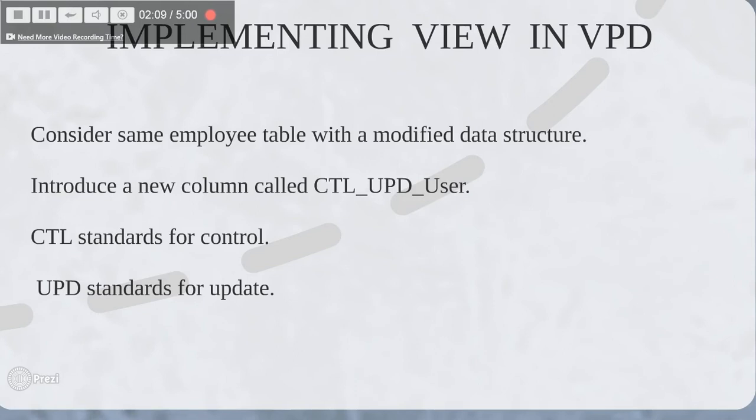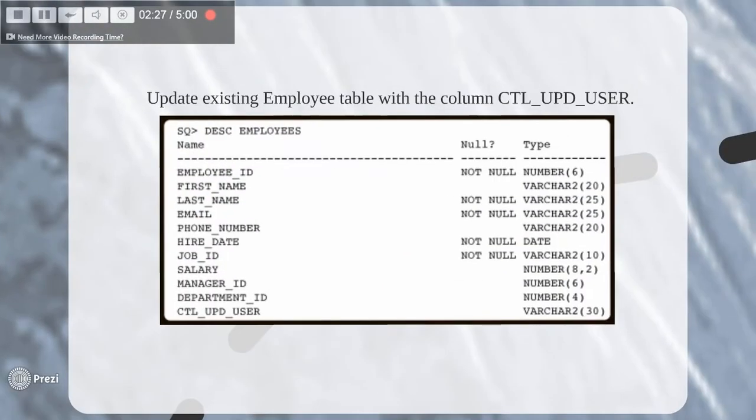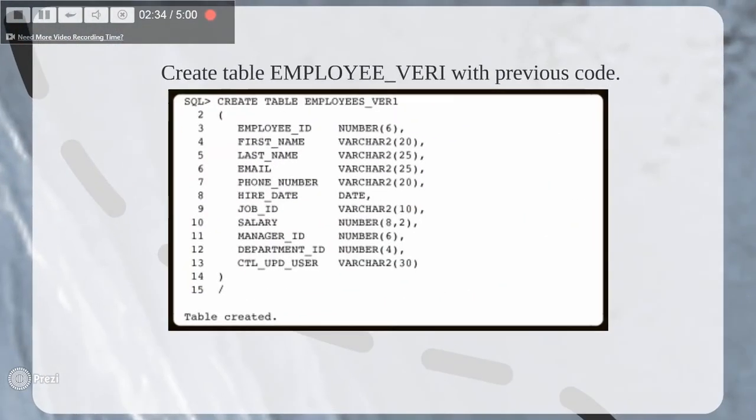Consider the same employee table with a modified data structure. We're going to introduce a new column called control_UPD_user. Control indicates it's a value generated and controlled by the application and not by the user. UPD stands for update. Update the existing employee table with the column control_UPD_user. Create an employees_view1 with the previous code.